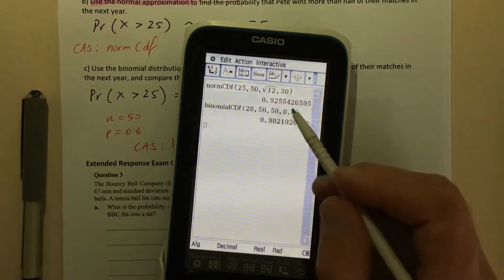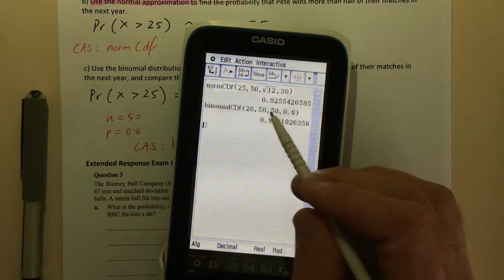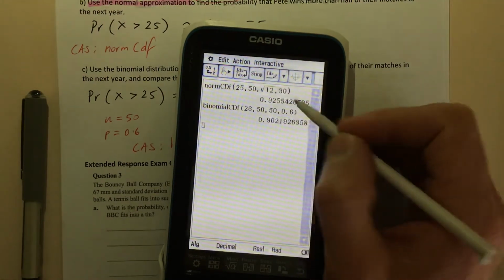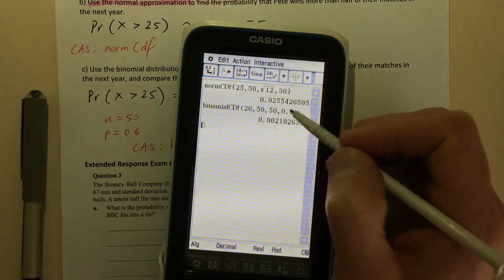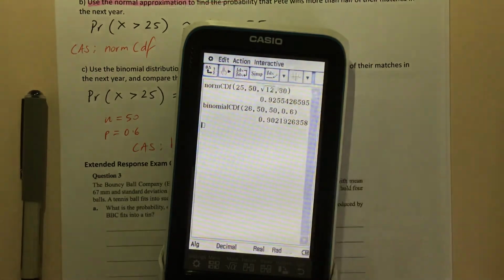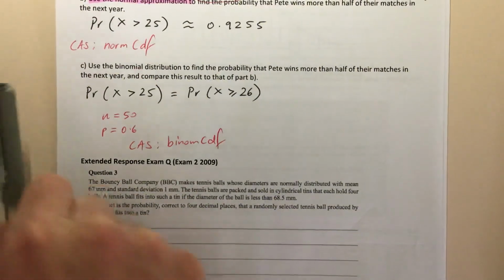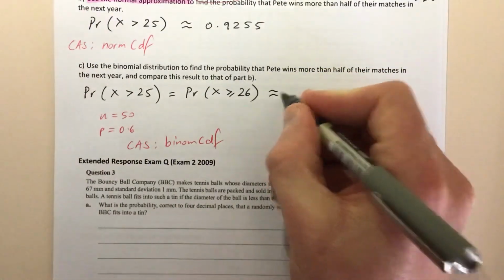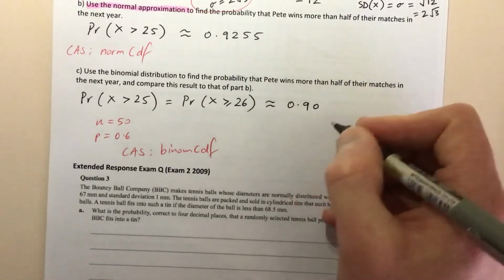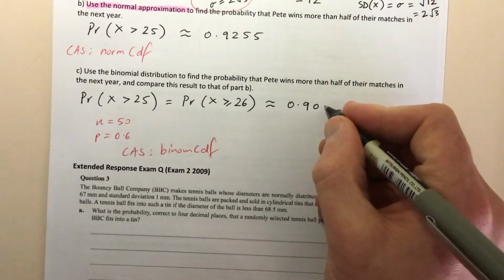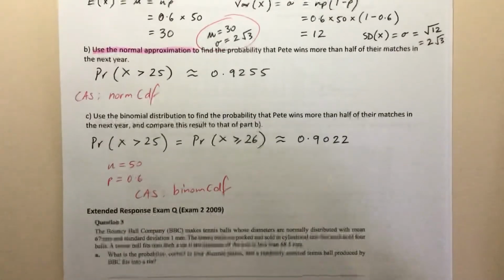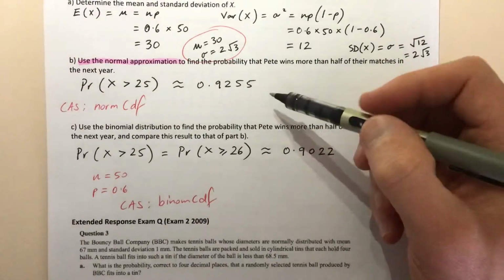When we hit OK, you can see that we don't get the same probability as when we use the normal approximation, but it's relatively close, right? And that's the whole idea, that it's a normal approximation. So we're approximating the probability using a normal distribution, but the binomial CDF value here has actually given us what the answer should be, if you like. Okay, so again, to 4 decimal places, that would be 0.9022. All right, so when we compare that to what we got in part B, you can see it's not the same number.